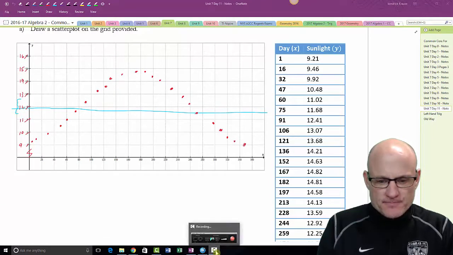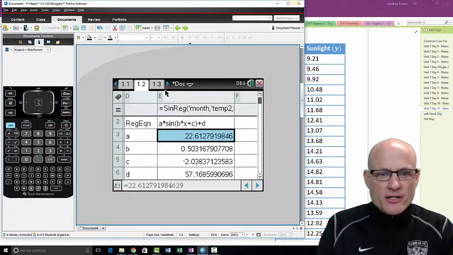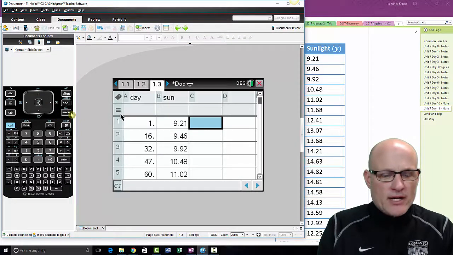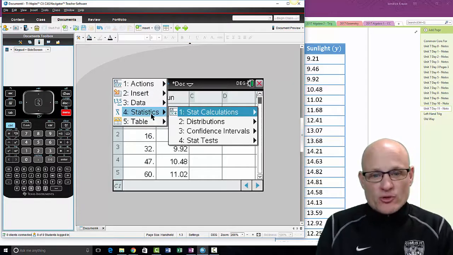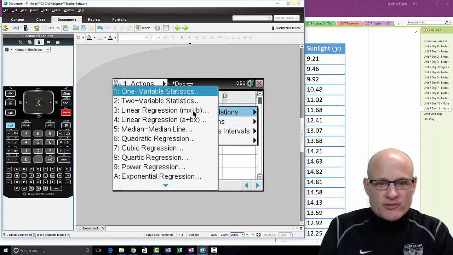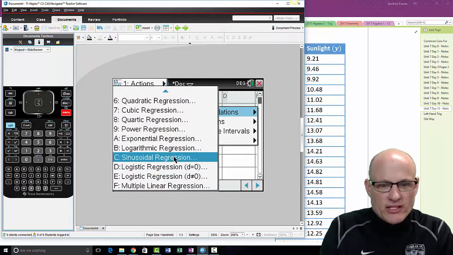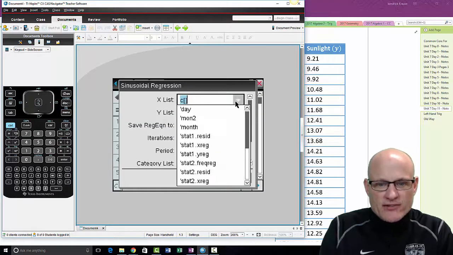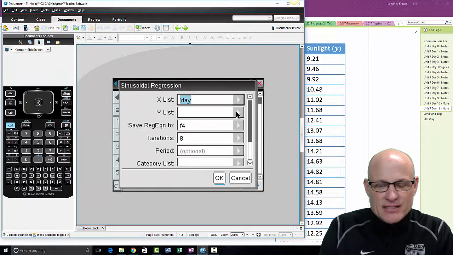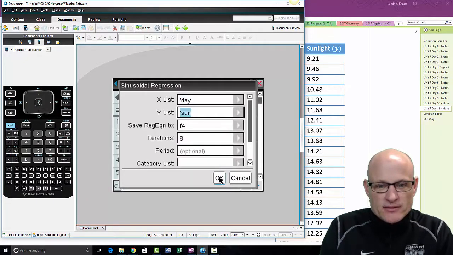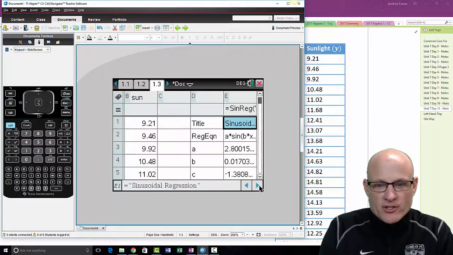Sinusoidal regression. So I'm going to go to calculator, go to 3, and do menu. Again, make sure you do sinusoidal regression, not linear regression. Stat calculations. I got to scroll down. It was C. In this case, I used day and sunlight, or sun, and click OK. So here's my regression.